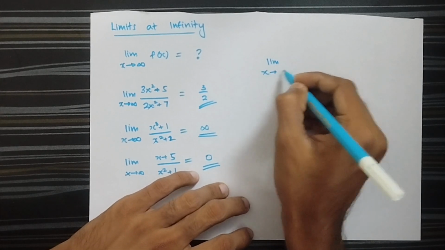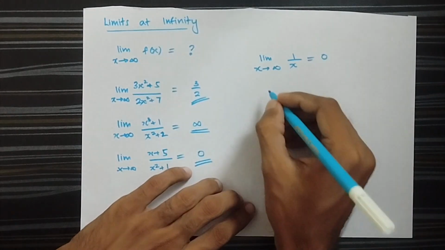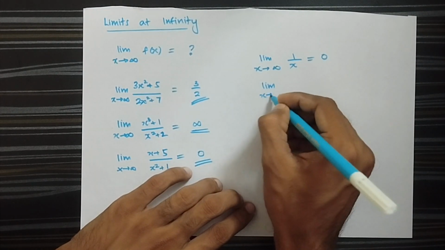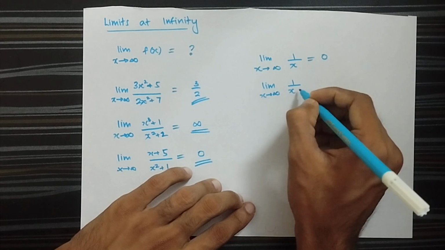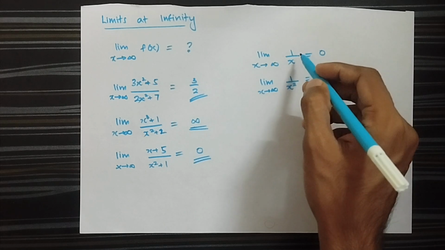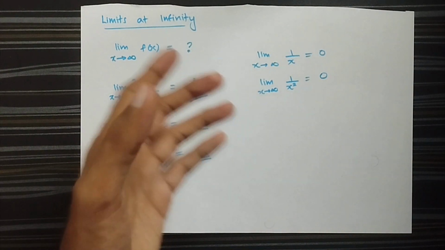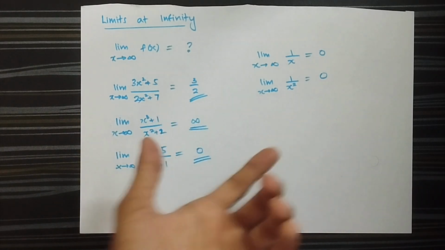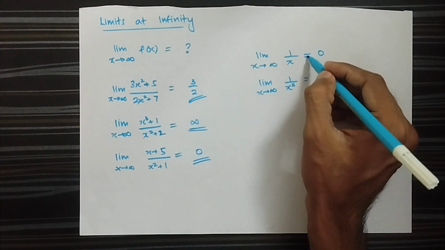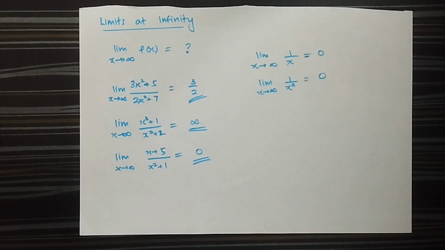Limit x tends to infinity of 1 by x equals 0. Another result: limit x tends to infinity of 1 by x square is also 0. If we think about it, if we put infinity in the denominator, 1 divided by infinity, 1 is such an insignificant number compared to infinity that the answer is very close to 0. So when x tends to infinity, the function tends to 0. It's pretty clear and logical. So we have to study these two results and these three rules for when rational functions and infinities clash.